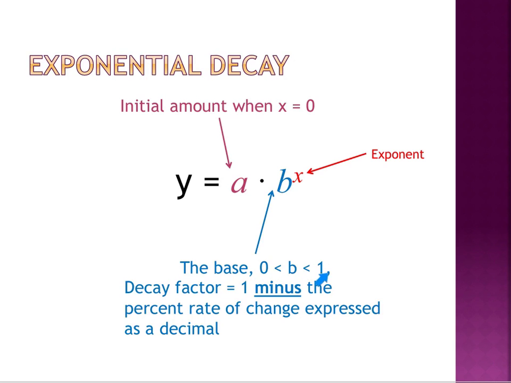So the base is between 0 and 1 this time. Okay, that's how it's going to get smaller. If it's bigger than 1, you have growth. Less than 1 gets smaller. That's a test question, by the way. I just said that, so hopefully you're paying attention, right? So again, if this is bigger than 1, growth. Less than 1, decay. Exactly 1, nothing happens. So again, decay factor is 1 minus the percentage rate of change expressed as a decimal.